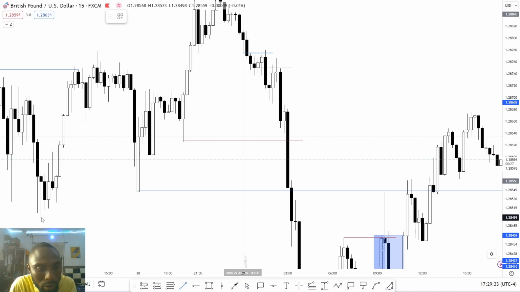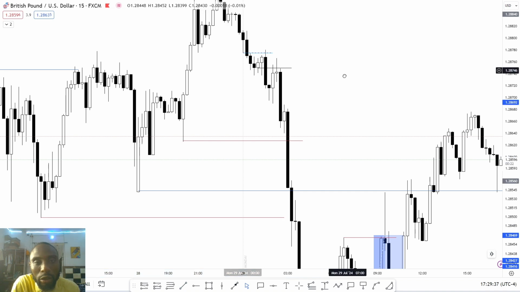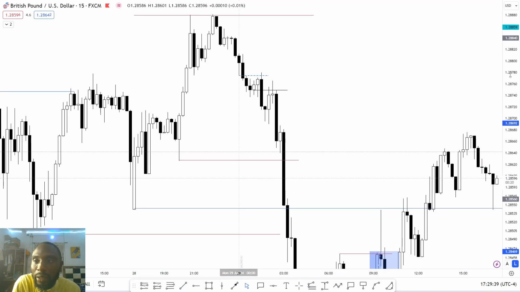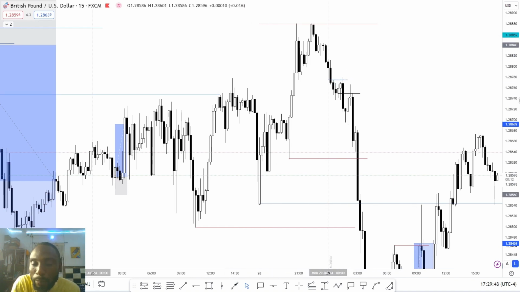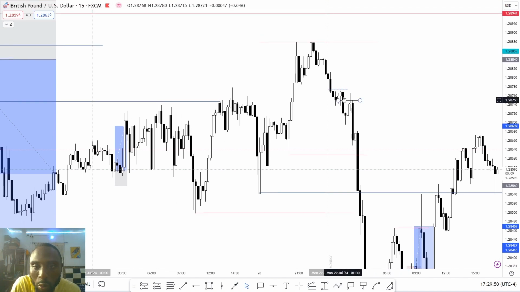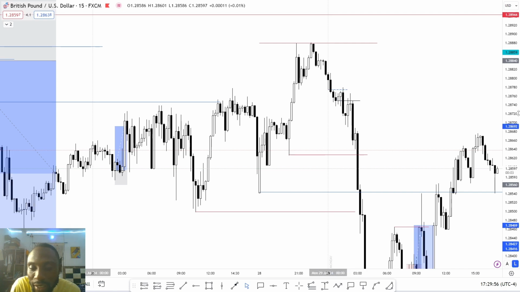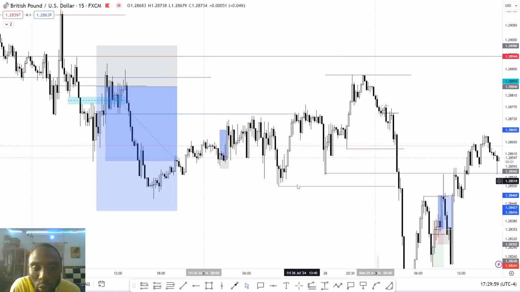Let me use this one. Equal. So it's more like a market maker sell model. Consolidation, smart money reversal here. So price filled this gap, then filled this gap, touched this OB, then it started dropping. This will be my target.